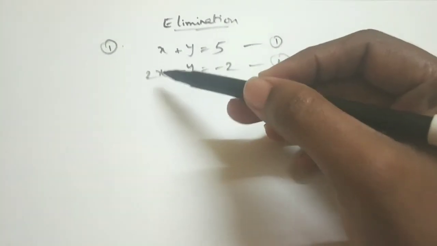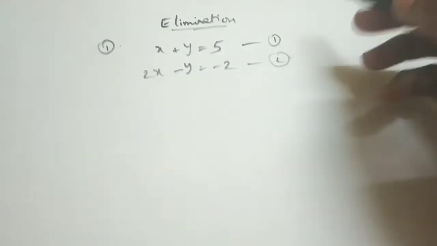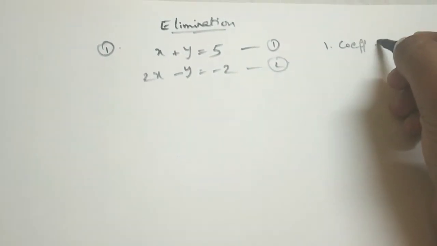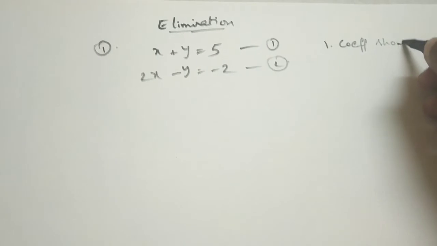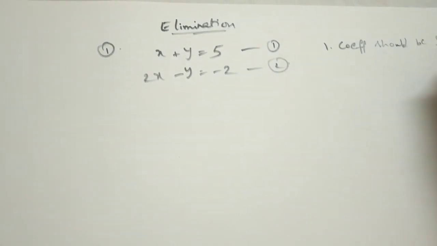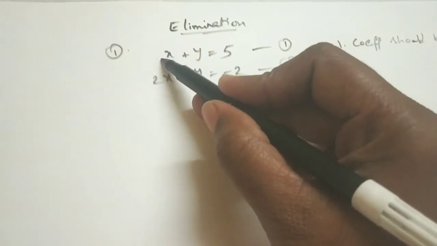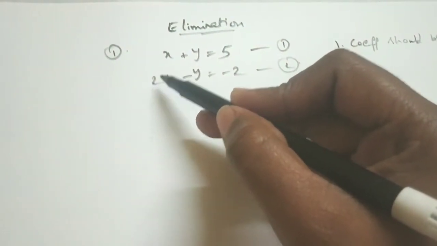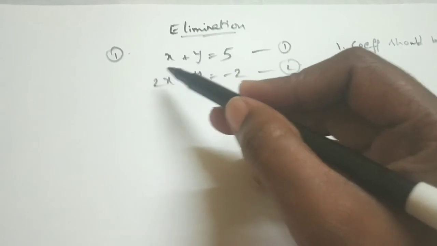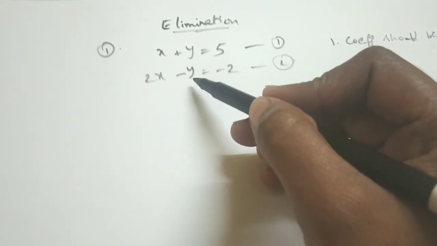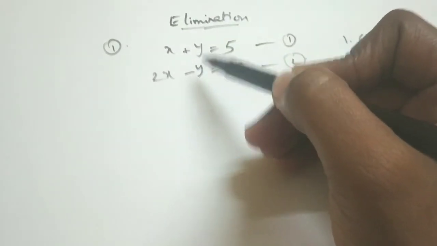In this elimination method we have to eliminate either the x variable or the y variable. For this, the first thing we have to consider is that the coefficients should be the same. Here the coefficient of x is 1, here the coefficient of x is 2, so we should equate them. Here the coefficient of y is 1, here the coefficient of y is minus 1. So directly we can cancel by the coefficient.